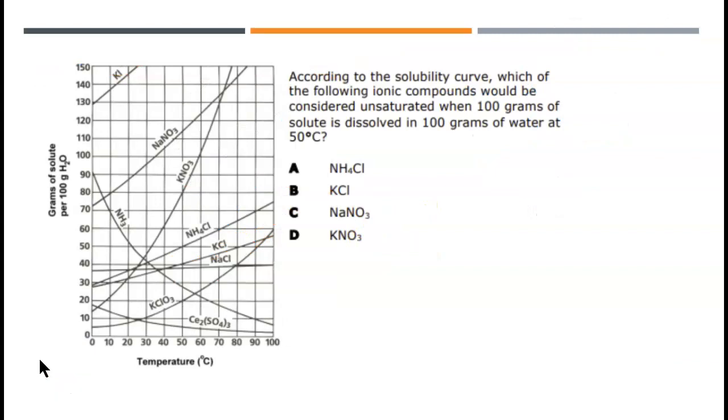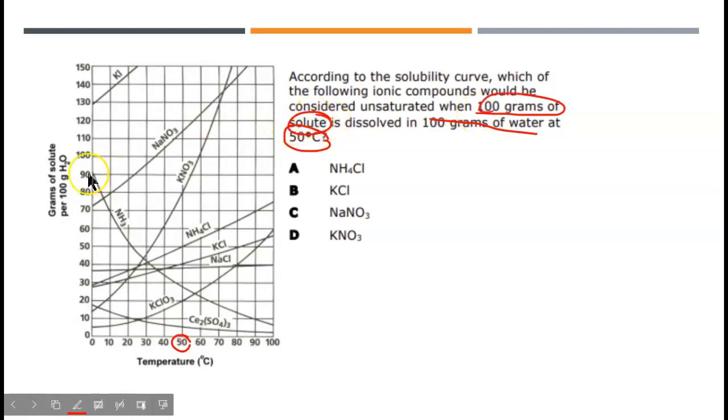Okay, next one. It says, according to the solubility curve, which of the following ionic compounds would be considered unsaturated when 100 grams of solute is dissolved in 100 grams of water at 50 degrees Celsius? So kind of like the same thing as the other one. Go ahead and pause your video so you can answer the question. Temperature, 50 degrees Celsius, right? Remember, we're ignoring the part where it says 100 grams of water, but the 100 grams of solute is important. So here's the 100 grams of solute. Go ahead and plot your point. If you meet in the middle, my point is there.